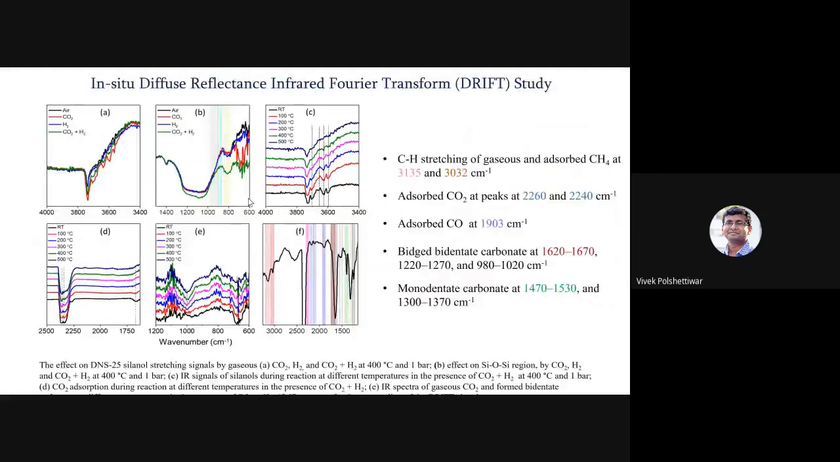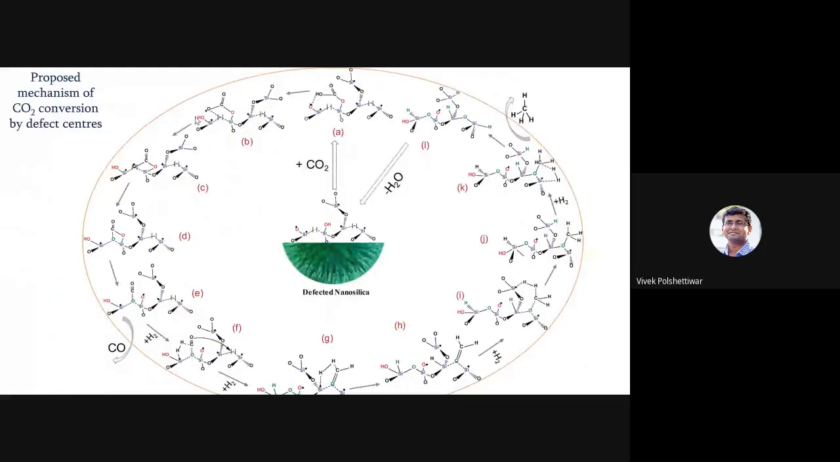By using in situ diffuse reflectance infrared Fourier transform study, which is DRIFT, we tried to understand how CO2 interacts with which defect site, whether the CO2 interacts with O radicals, silanols, or Si radicals. Using the information we gained from this experiment, we came up with this typical mechanism where we observe that CO2 gets activated by O radicals as well as the silanol on the surface. You see here, silanol and O radicals give the CO2 activation. H2 gets activated by the Si radical.